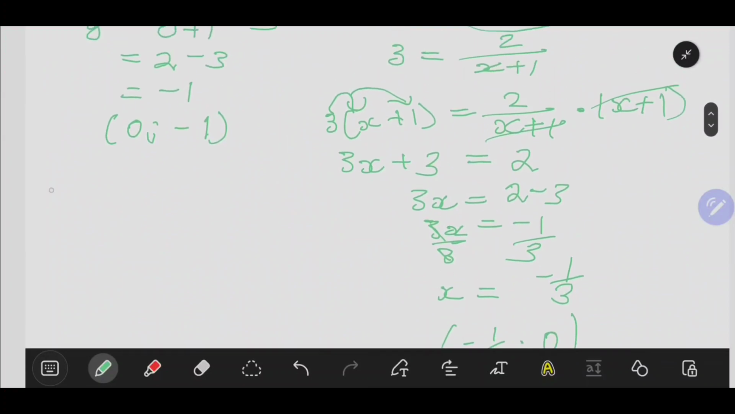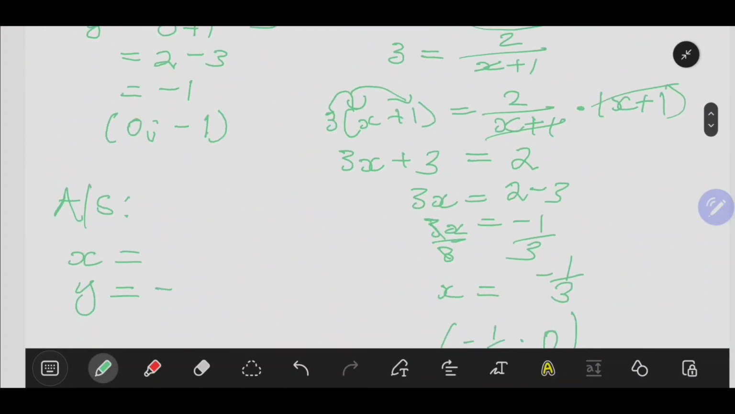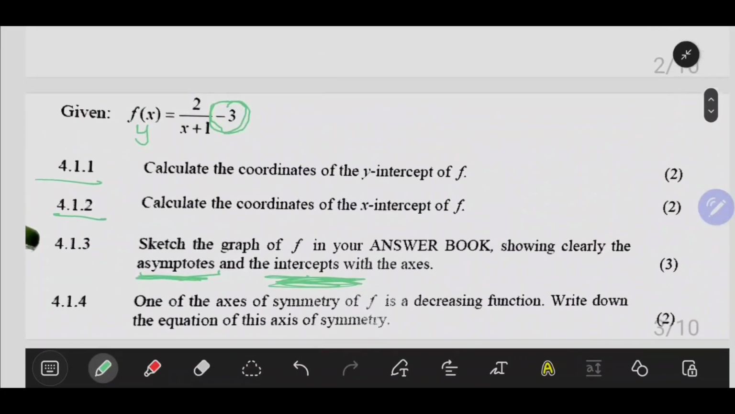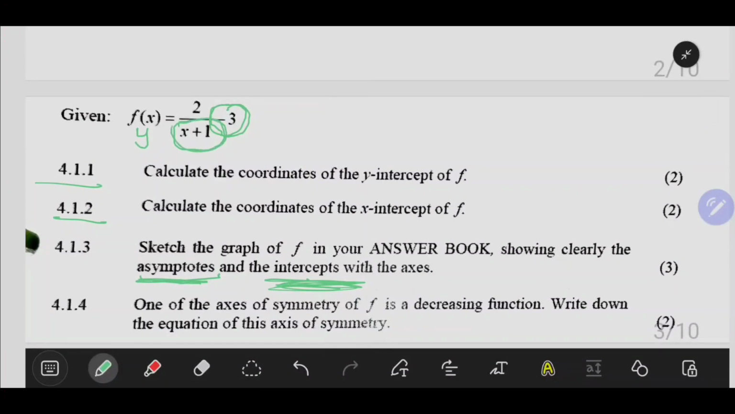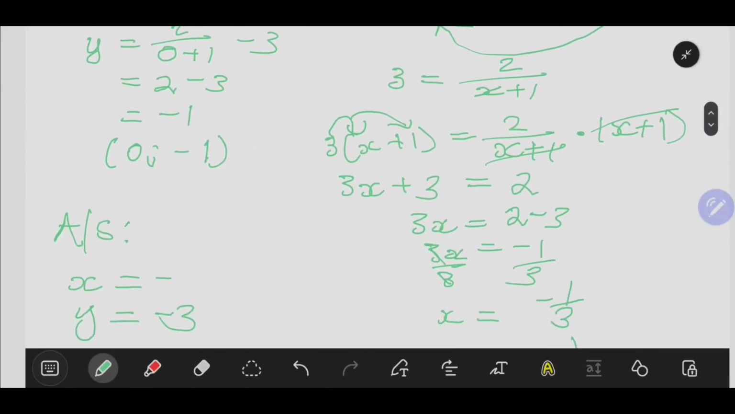So for the asymptotes, we know that we are going to have the x asymptote and the y asymptote. Our y asymptote is this value here together with its sign. So it means our y asymptote is -3. And then for our x asymptote, we take whatever is on the denominator, equate it to 0, and then solve for x. Then our x asymptote becomes -1. Then these are our asymptotes. So our asymptotes in this case are x = -1 and y = -3.